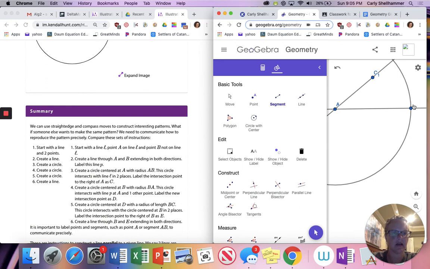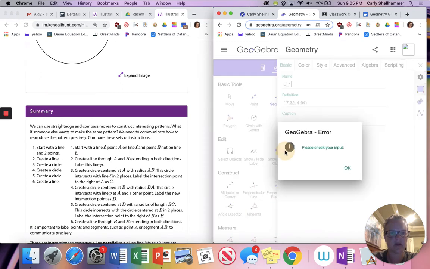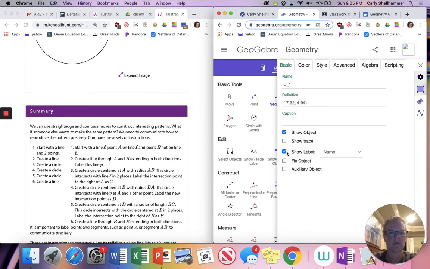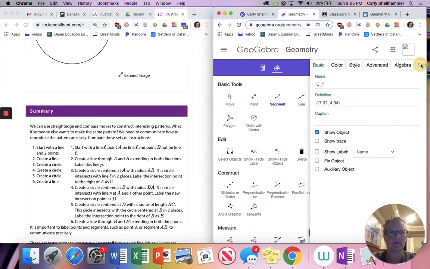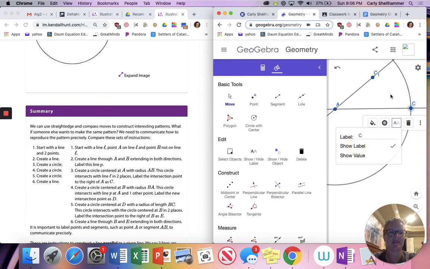Okay. I'm going to hide this label. This is going bad. Settings. Show label. All right, get out of that. This is bad. All right, label C, show label, life is grand.